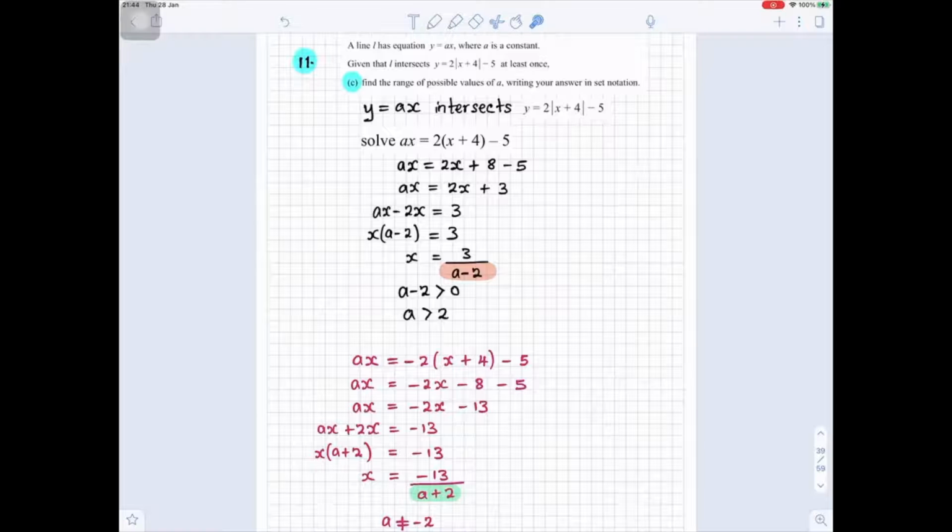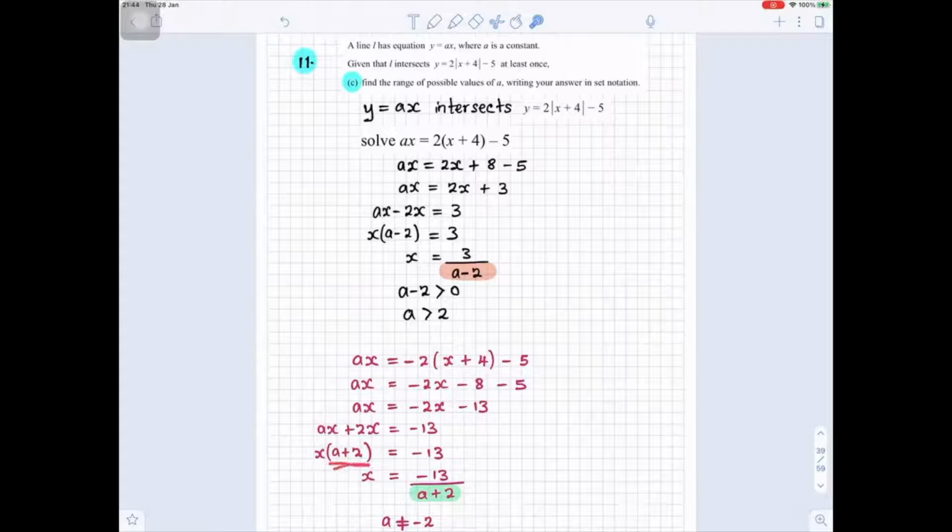Now use the negative one: instead of +2, you use -2. Because when you remove this absolute sign, you use the positive and the negative. So we've used the positive for 2, and now we'll have to use the negative for 2. So -2 times x is -2x. -2 times 4 will be -8. So -8 minus 5 is -13. -2x goes to the left. It becomes +2x. So ax plus 2x equals -13.